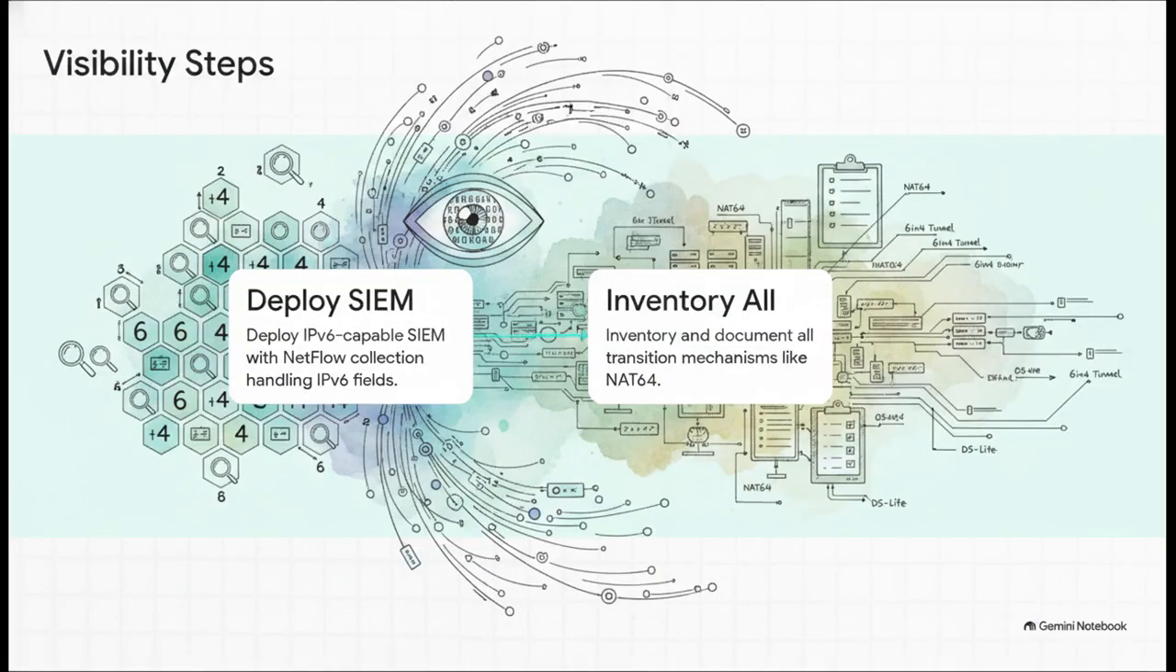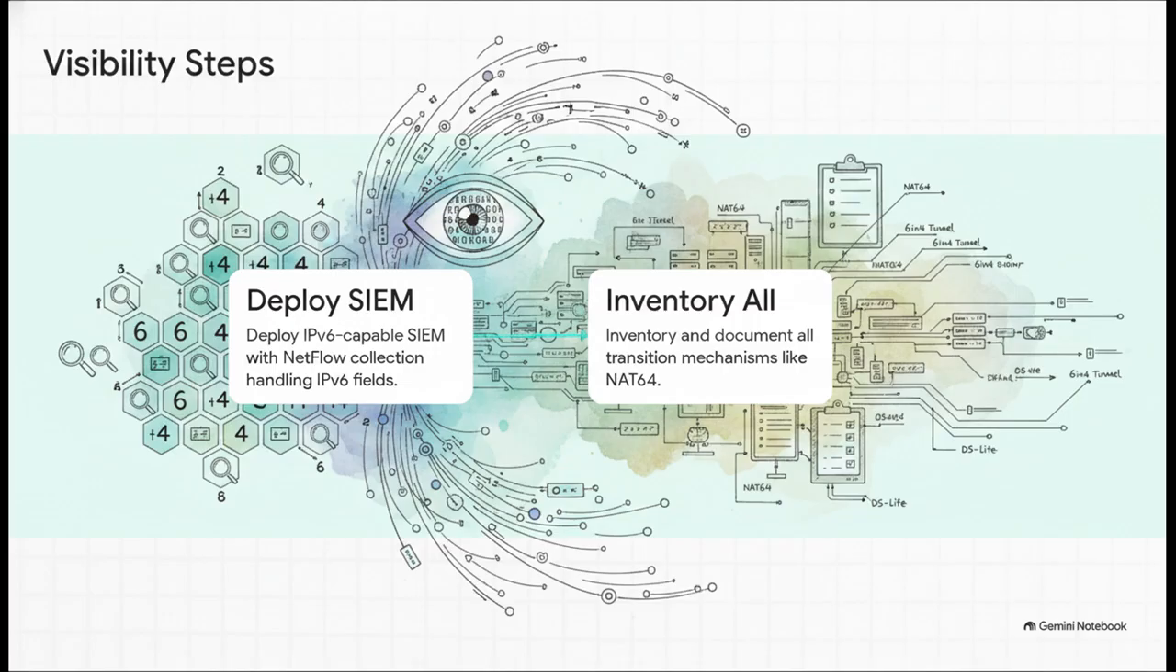So, the very first step here requires aggressive visibility. You absolutely have to deploy an IPv6-capable SIEM, and you need to ensure your NetFlow or IPFIX collection natively handles IPv6 address fields. I mean, think about the implications here for a second. If your IPFIX templates are only looking at IPv4, you could have an entire universe of malicious traffic traversing your network right now, and it would be completely invisible to your security operations center. You're basically fighting blind.